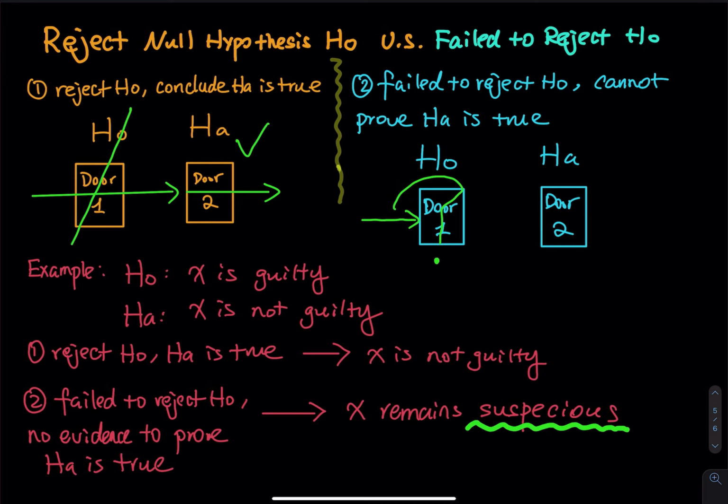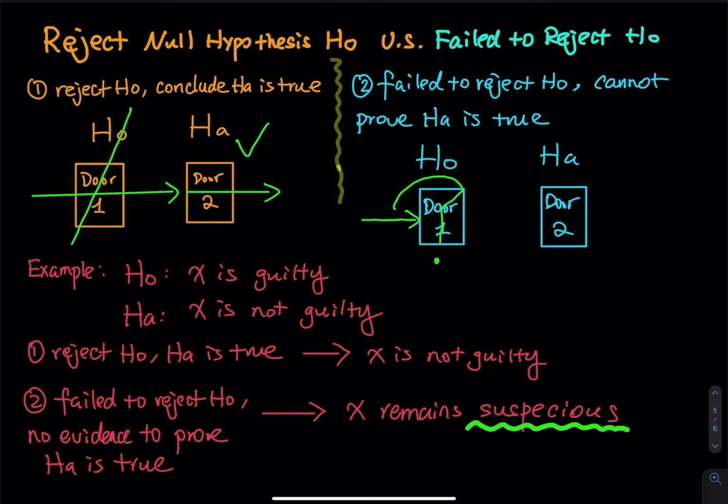Fail to reject H0 means there is no evidence to prove the alternative hypothesis is true. What does that mean in the context of this problem? H0 says X is guilty. HA says X is not guilty. If you fail to reject H0, according to the picture I drew, you are stuck at H0. You put a big question mark right next to H0. The question mark means X is suspicious. Is X guilty? Is X not guilty? We don't know. We failed to reject H0.